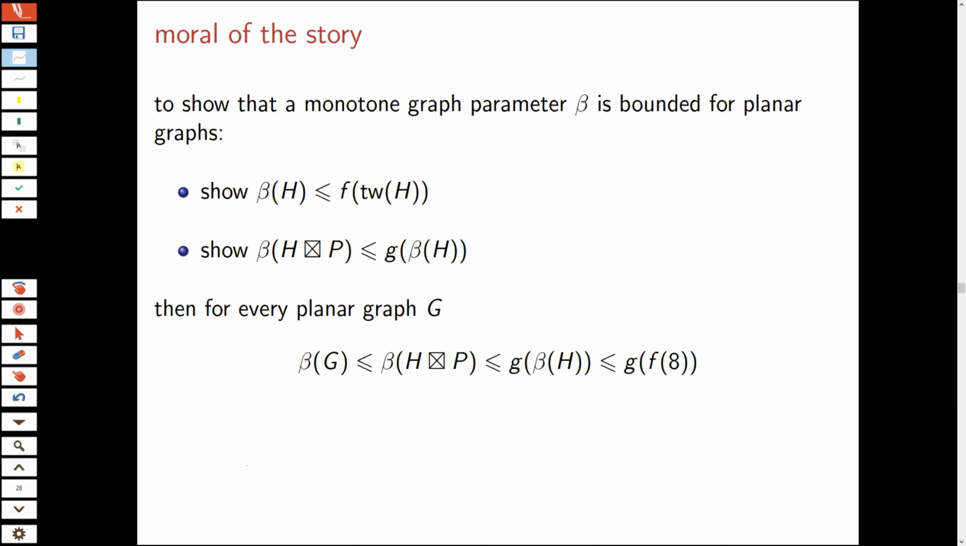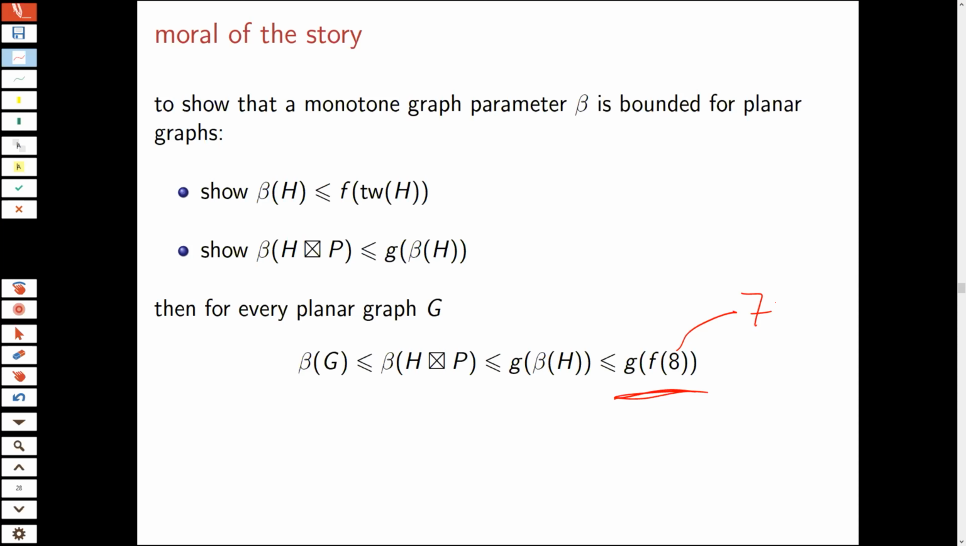And then you just plug it together and you get that for every planar graph, beta of G is at most g of f of 8. And that's, of course, a constant. And just to advertise a new result, this 8 can get reduced to 7. The paper's fully written. I'm just trying to finish it off as we speak.